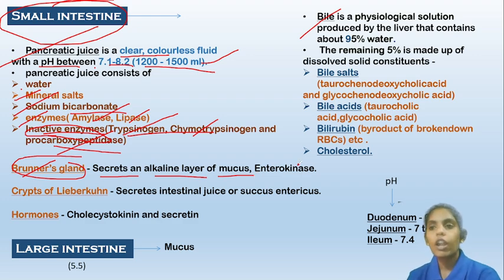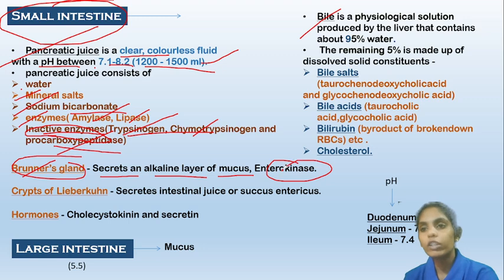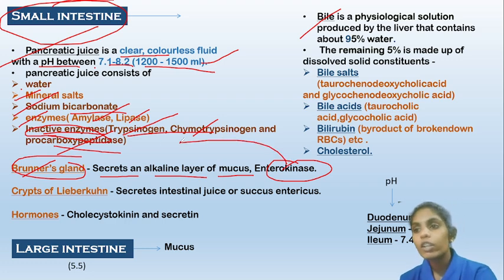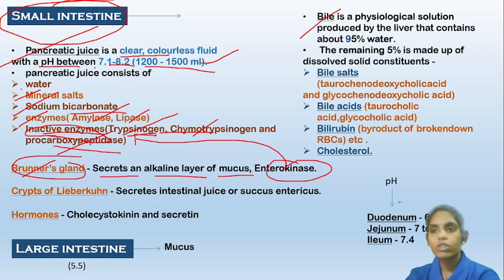And this Brunner's gland also secretes an enzyme called enterokinase. The main function of this enterokinase enzyme is to activate these inactive enzymes. So this enterokinase will activate the trypsinogen into trypsin, chymotrypsinogen into chymotrypsin, and procarboxypeptidase into carboxypeptidase. And these three enzymes are nothing but protein digesting enzymes. And also there is a gland called crypts of Lieberkühn.